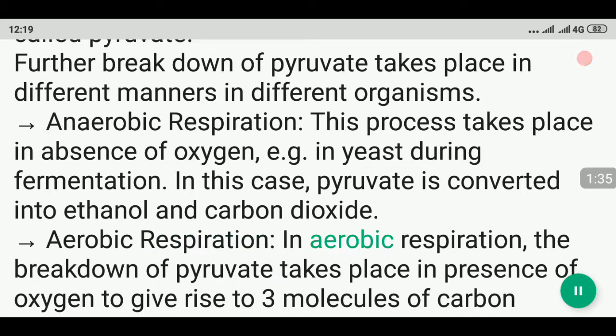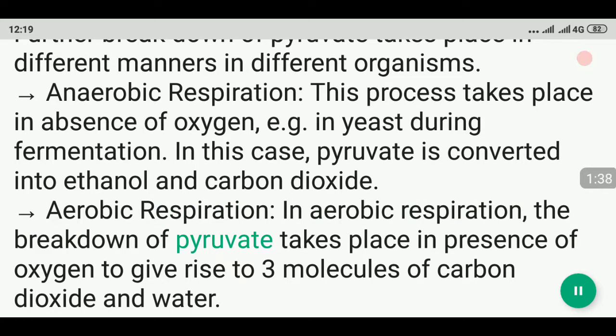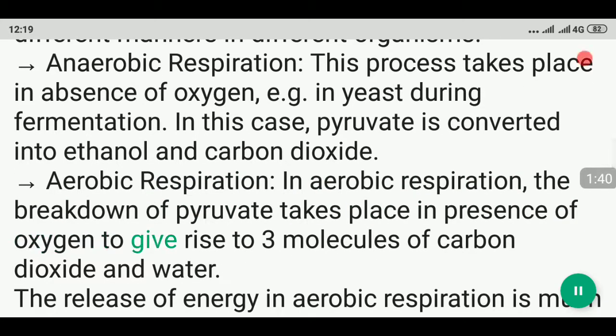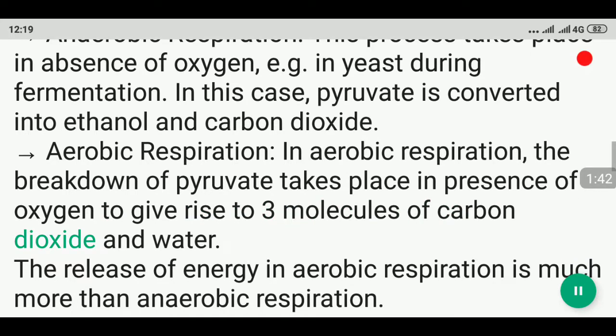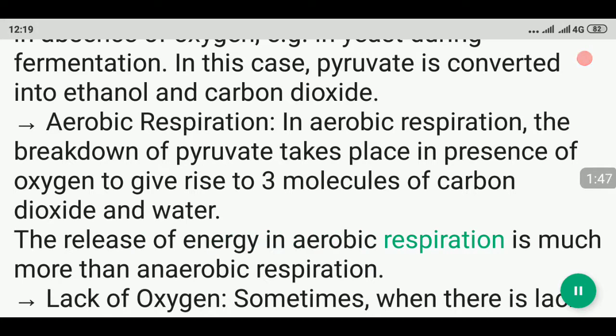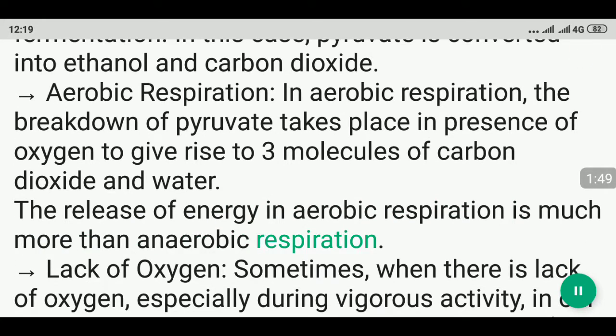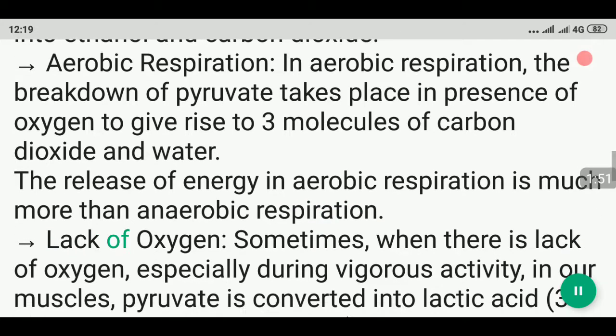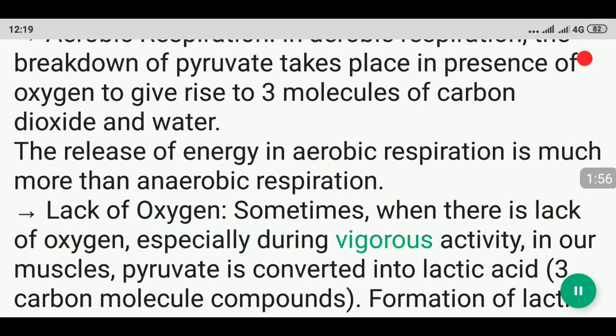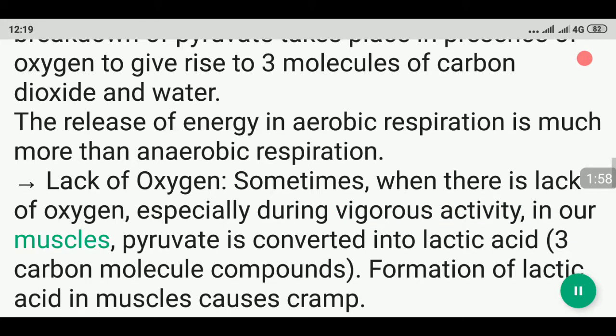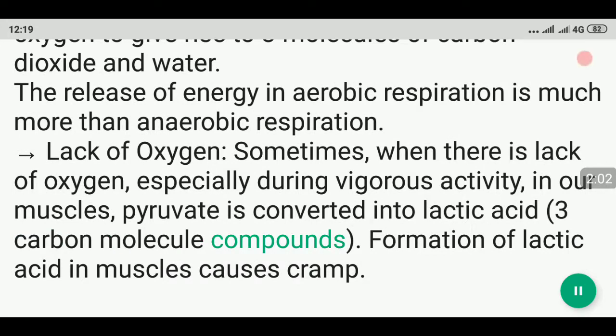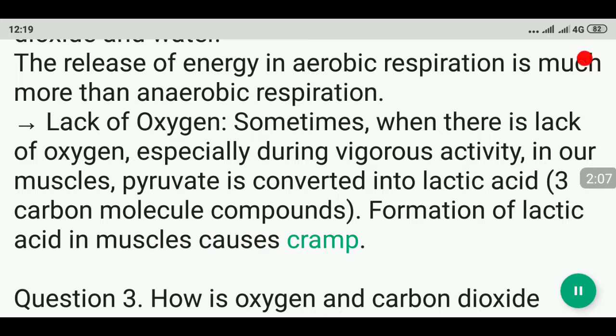Aerobic respiration. In aerobic respiration, the breakdown of pyruvate takes place in presence of oxygen to give rise to 3 molecules of carbon dioxide and water. The release of energy in aerobic respiration is much more than anaerobic respiration. Lack of oxygen. Sometimes, when there is lack of oxygen, especially during vigorous activity, in our muscles, pyruvate is converted into lactic acid, a 3 carbon molecule compound. Formation of lactic acid in muscles causes cramp.